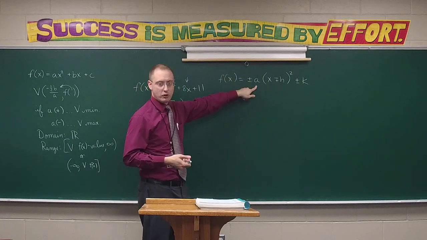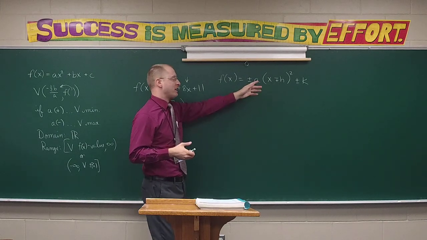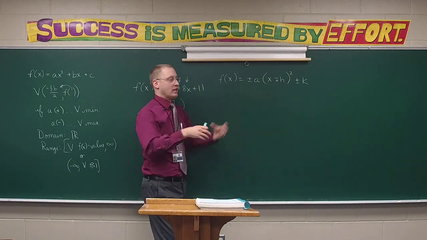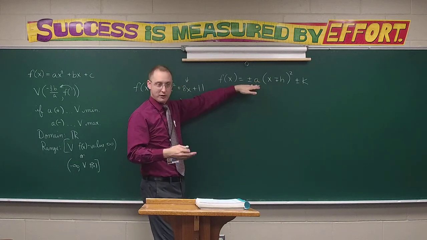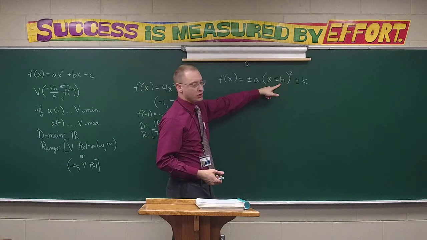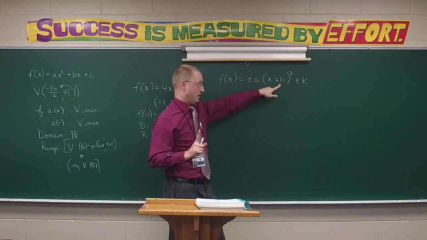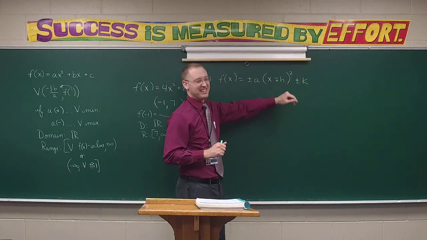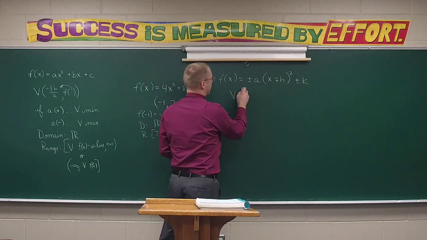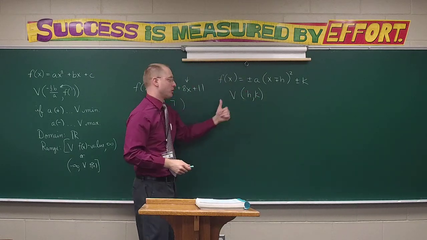The a here refers to stretch or compression. If it's a bigger number, 2, 3, 4, whatever, it's stretched. If it's a fraction, a half, a third, 3/4, it'll be smaller. The h is your horizontal shift, and the k is the vertical shift. We could say that the vertex then is going to be (h, k). Depending on how you shift it, that tells you where the vertex goes.